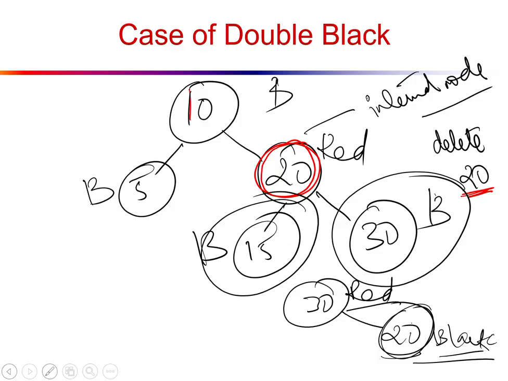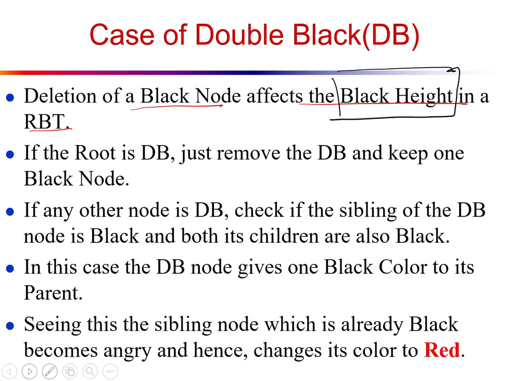Now, what are the other cases that can happen? With respect to that, I need to tell you certain properties, and then I will explain with the help of an example what happens in the case of double black. In the case of double black, we need to take various conditions into consideration. A, deletion of a black node is not permissible because it can affect the black height of a red black tree. Fine. Secondly, we need to check if the root is double black.